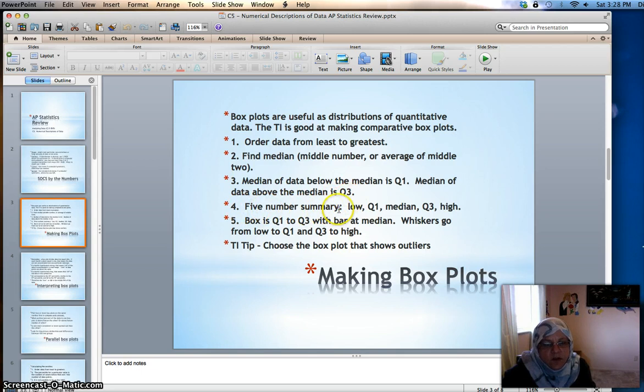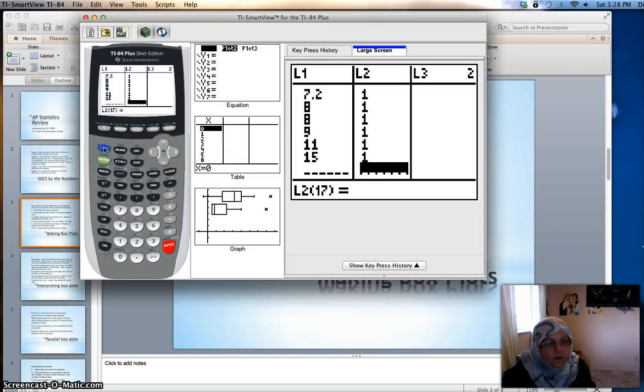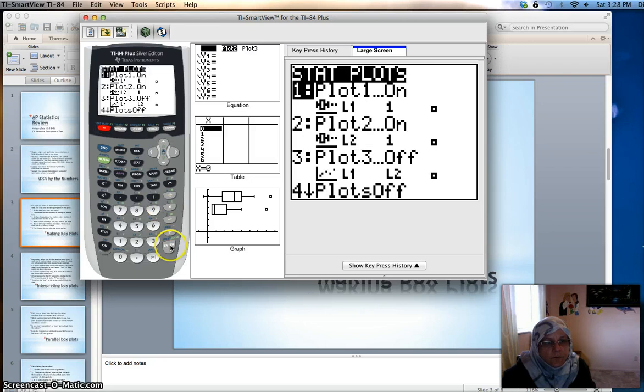And then the 5-number summary is the lowest number in the list, quartile 1, median, quartile 3, and high. And you use those to make the box plot. The box goes from quartile 1 to quartile 3 with a bar at the median, and the whiskers go from the low to quartile 1 and quartile 3 to the high. And we can make these on the calculator, up to 3 at once. So let's go look at that. Let's go make a box plot.